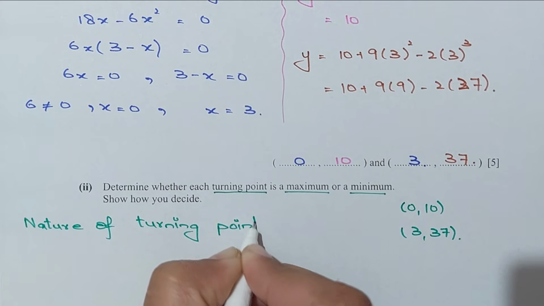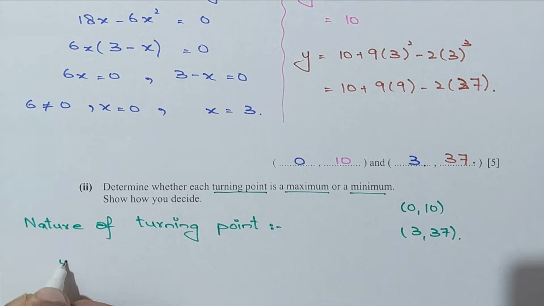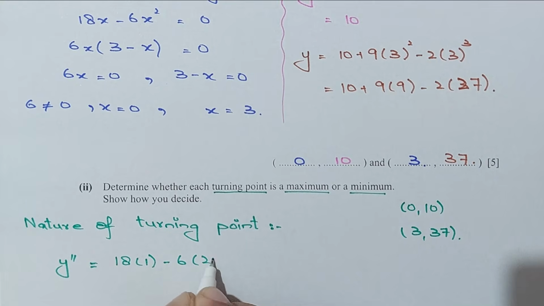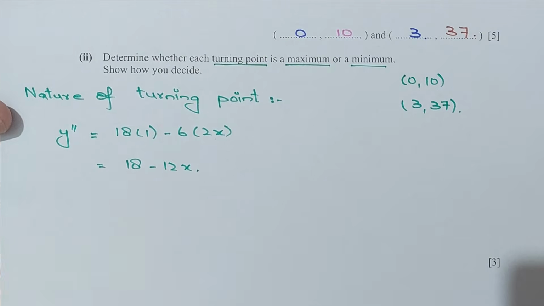we have to take the second derivative, y double prime. Okay, so y prime is 18x minus 6x square. 18x derivative is just 18. Minus 6 is outside, x square derivative is 2x. So this is 18 minus 12x. This is the second derivative, right?